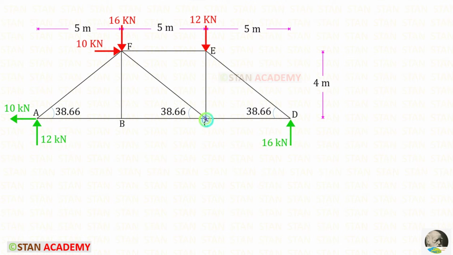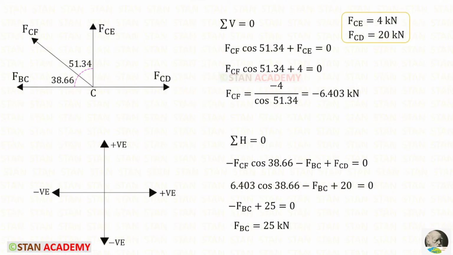Now let us take the joint C. If this angle is 38.66, this angle will be 90 minus 38.66. It will be 51.34. First, we have to apply the rule sigma V is equal to 0. FCF is inclined. We have to resolve it in the vertical direction. To keep it vertical, we need this angle. So with the FCF, we have to multiply cos 51.34. Since it is acting upwards, it will be positive. FCE is acting upwards, so it will be positive. Just before we have calculated FCE, we can apply that. For FCF, we will get this.